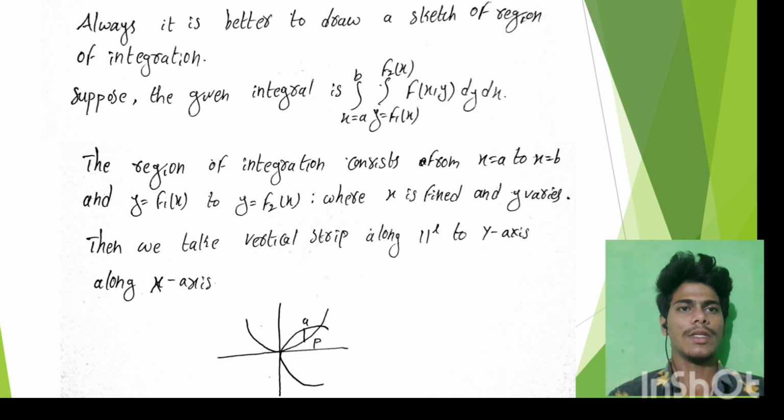Suppose the given integral is the integral x equals a to b, integral y equals f1 of x to f2 of x, f of x comma y dy dx. The region of integration consists of x from a to b and y from f1 of x to f2 of x, where x is fixed and y varies. Then we take a vertical strip parallel to the y-axis.